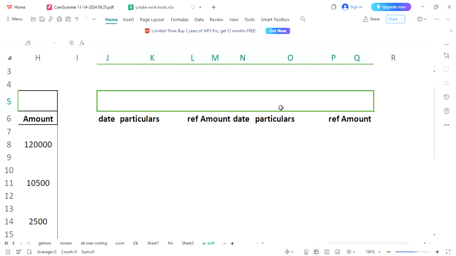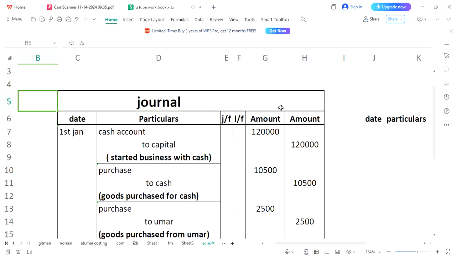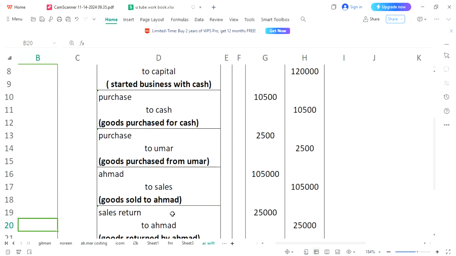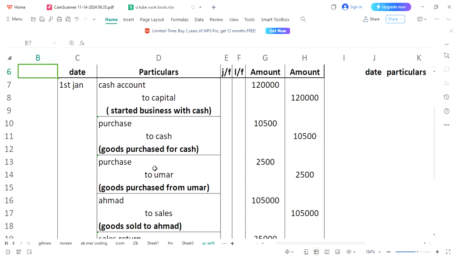Whenever you are making a ledger, you do need a journal, which we have already understood in the previous lecture. So there would be several ledgers. Several ledgers are to be made from this journal, such as the cash account, ledger number 1, then capital, purchase, Umar, and if there is anything else, yes, Ahmed, sales, sales return. Ledgers of all these elements would be made.